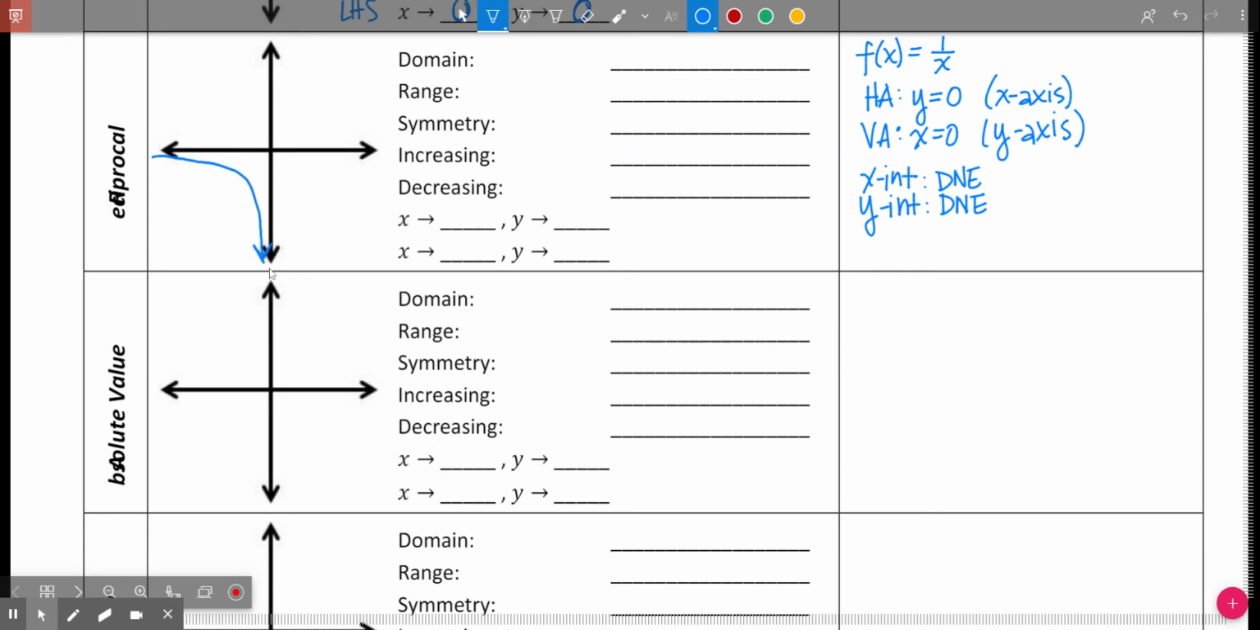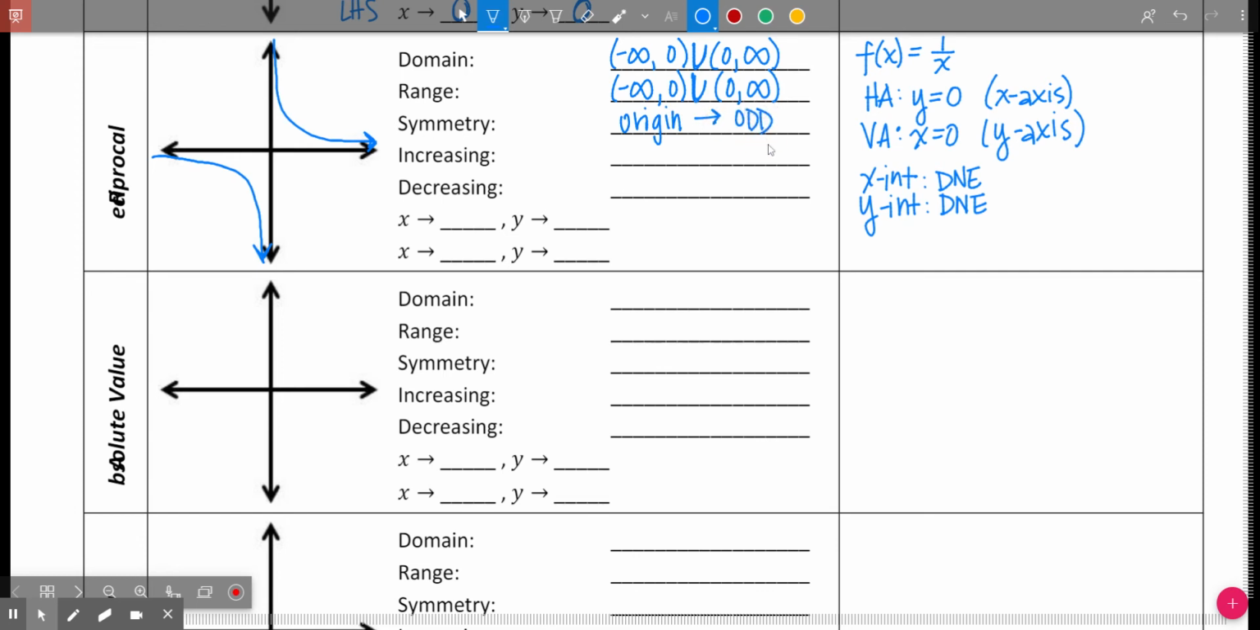the y-axis. And then it's going to come from the y-axis and approach the x-axis. The domain is negative infinity to 0 and 0 to infinity, but x can't be 0. The range is negative infinity to 0 and 0 to infinity, but y can't be 0. I am symmetric to the origin. That makes this an odd function.